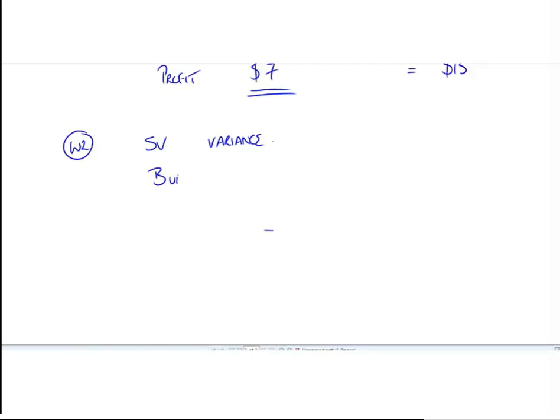Okay, so our budgeted sales units, or our planned sales units, was 8,000 units. If we compare that to what we actually sold, we actually sold 8,400 units. Therefore, we have a sales volume variance of 400 units, and that would be favourable. Favourable because we managed to sell more than what we had budgeted.